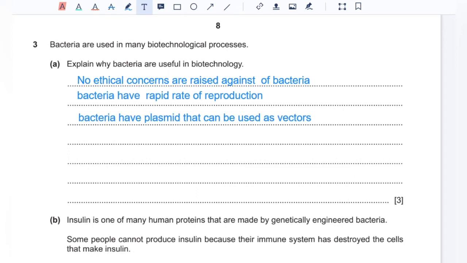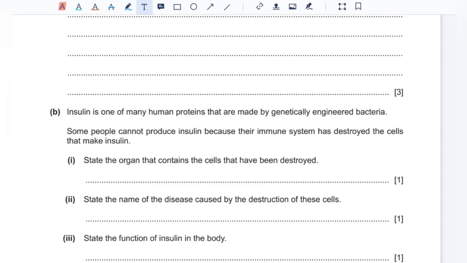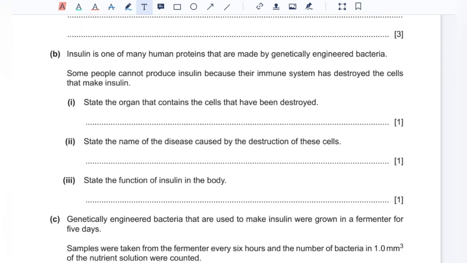B. Insulin is one of many human proteins that are made by genetically engineered bacteria. Some people cannot produce insulin because their immune system has destroyed the cells that make insulin. 1. State the organ that contains the cells that have been destroyed, that is the pancreas. 2. State the name of the disease caused by the destruction of these cells, which is type 1 diabetes.